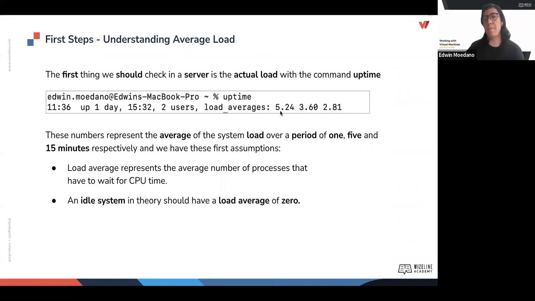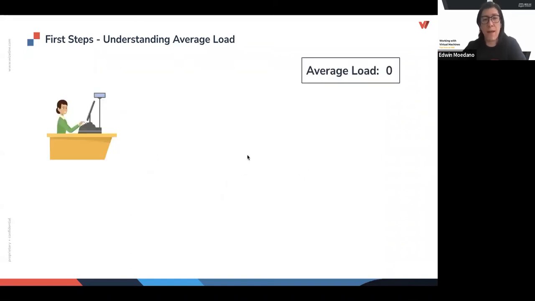So we can say that we have a load average of 5.2 a minute ago, then 3.6 five minutes ago, and 2.8 fifteen minutes ago. The load average represents the average number of processes that have to wait for CPU time. And let's assume this: an idle system in theory should have a load average of 0.